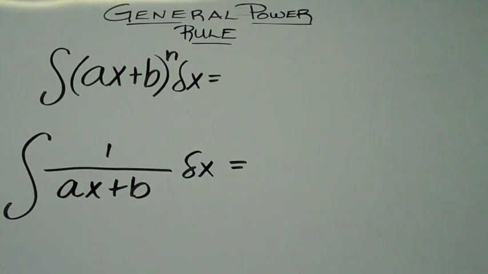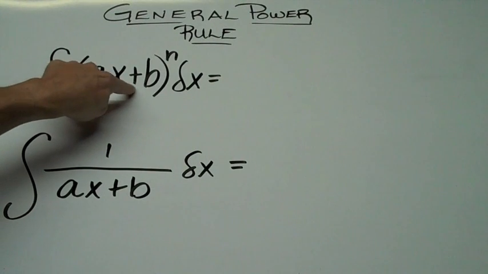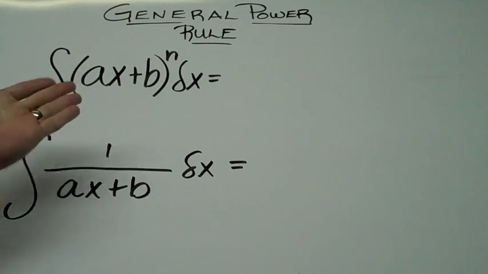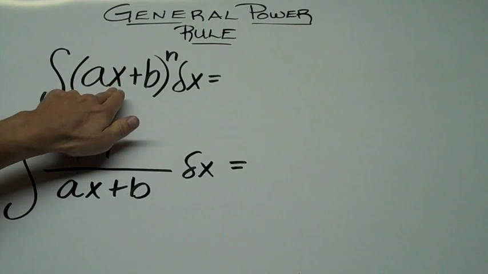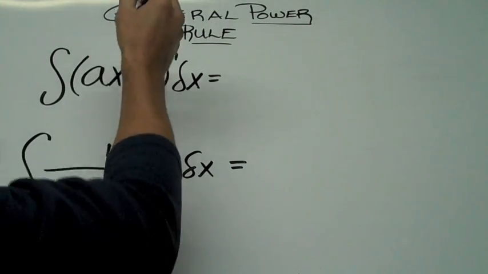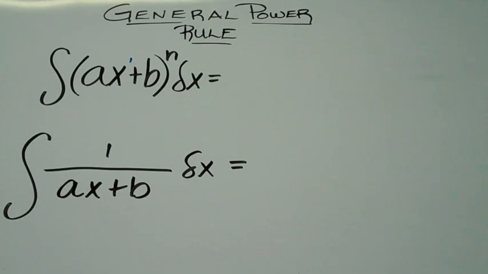As we continue our discussion of integration, let's now talk about the general power rule. One of the important parts of this general power rule is to know when to use it. If I have (ax + b)^n, you have to have a function in this form: a constant times x, notice this is x to the first power, plus b, raised to some power n.